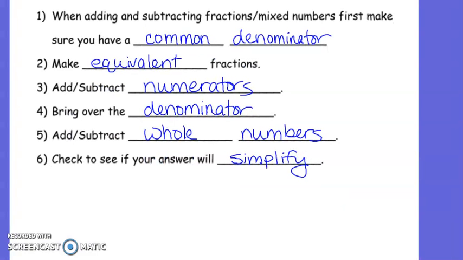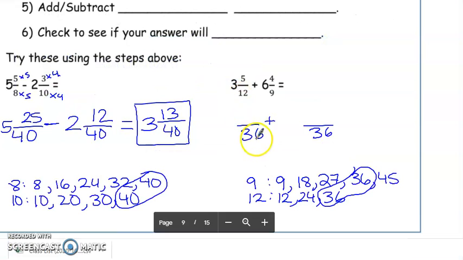Now I have my denominator, so now I'm going to make equivalent fractions. So, 12 times what is 36? 12 times 3. So 5 times 3 is 15. Now I do the same thing here. 9 times what is 36? Hopefully you know that's 9 times 4. If you don't, 1, 2, 3, 4. So I have to multiply the top by 4. Remember, if you do it to the denominator, you do it to the numerator. If you do it to the numerator, you do it to the denominator. Okay? So I'm going to make sure I do not forget my whole number.